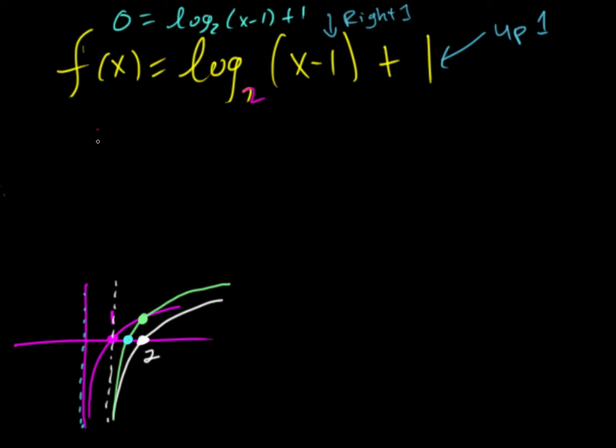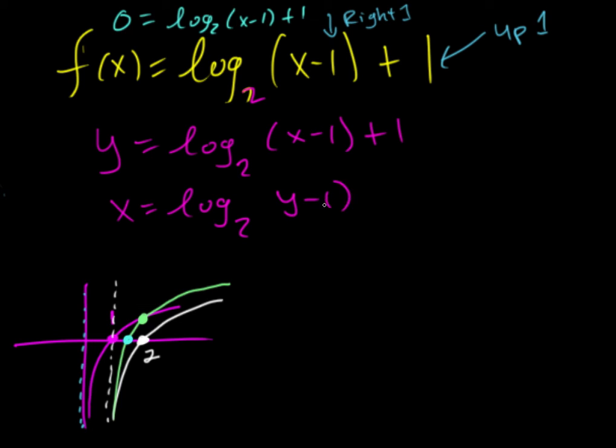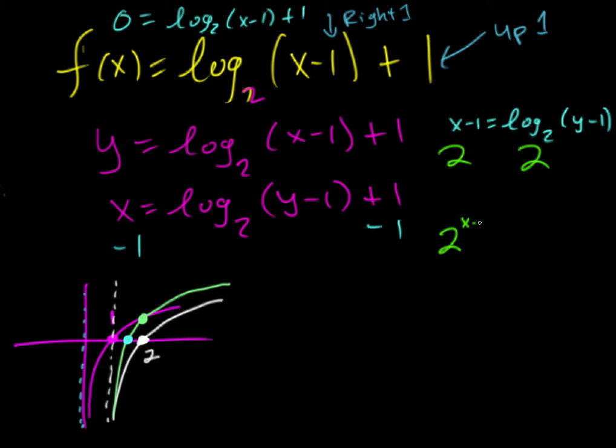To find the inverse function, we think of the f of x as a y, then we swap the x and the y. And then we want to solve for y. So we subtract 1, subtract 1. So x minus 1 equals log base 2 of (y minus 1). To get rid of log base 2, we do a big 2 on both sides. So we get 2 to the (x minus 1) equals y minus 1.